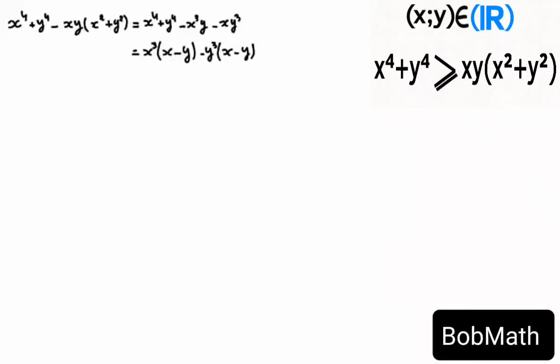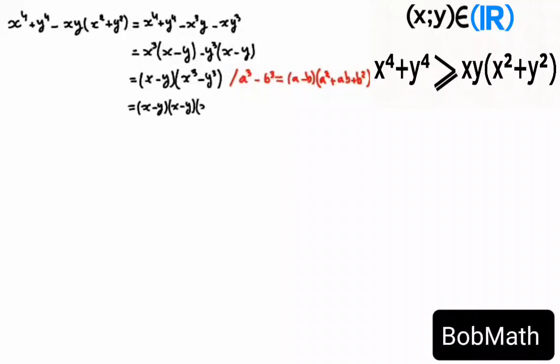And we have common factor the number x minus y. So (x minus y) times (x cubed minus y cubed). We know that a cubed minus b cubed equals (a minus b) times (a square plus ab plus b square). Now we apply this property in this example. So (x minus y) times (x minus y) times (x square plus xy plus y square). Therefore (x minus y) all square times (x square plus xy plus y square).